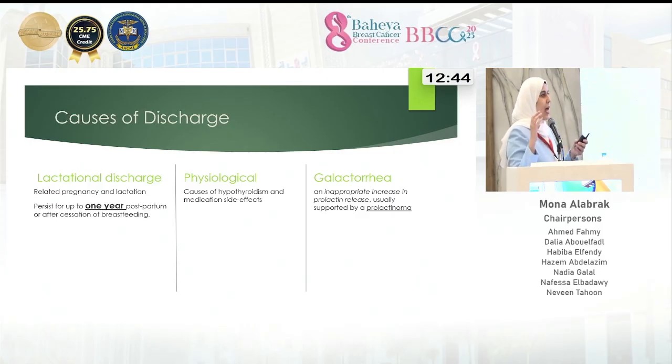الجلاكتوريا بالنسبة لنا directly related لهايبربلاكتينيميا، أما الفيزيولوجيكال فهو other causes بقى، سواء مثلا hypothyroidism أو medication side effects اللي هي برضو في الآخر هتؤدي إلى الهايبربلاكتينيميا.